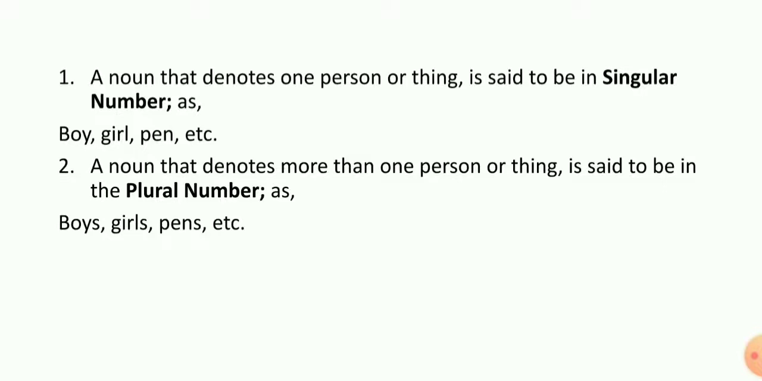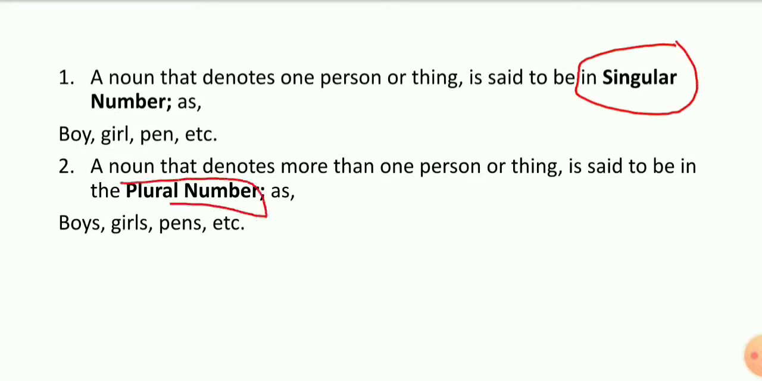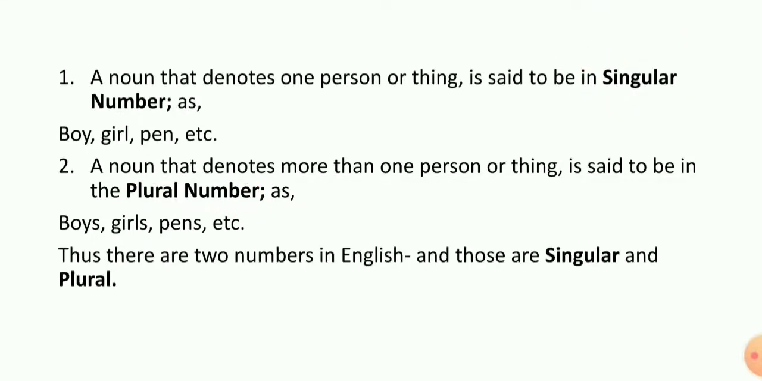Okay, so keep remembering, we have two numbers of a noun. One is the singular number and the second is the plural number. And thus we can conclude that there are two numbers in English, and those are singular and plural.